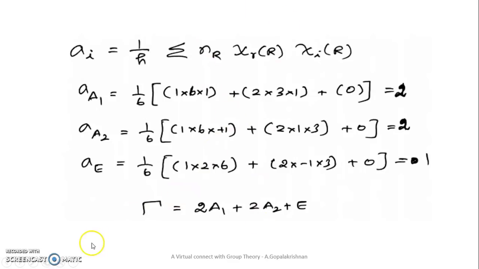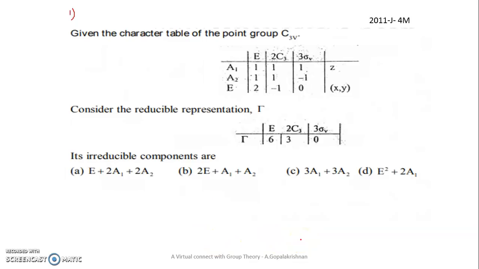Whether the answer is correct or not, how to check? For this, listen. You know very well, 2 into A1 is 1 dimension, plus 2 into A2 is 1 dimension, plus E is 2 dimension. So now if you add all these things, 2 into 1 is 2, 2 into 1 is 2, so 2 plus 2 plus 2 is 6. Now see, the identity character is 6, so the answer is correct.